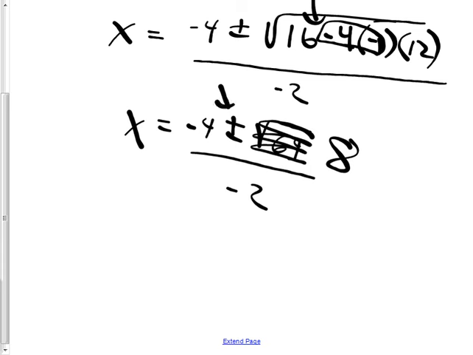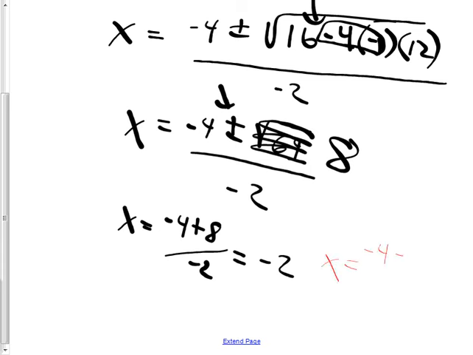So then you have to do the problem twice, once with the plus, once with the minus. Final answer is x equals negative 4 plus the 8 over negative 2, which comes out to 4 over negative 2, which comes out to negative 2. And the other side of the answer is x equals negative 4 minus 8 all over negative 2. And that makes negative 12 over negative 2, and the negatives cancel, makes it 12 over 2, which makes it 6. Negative 2 and 6.